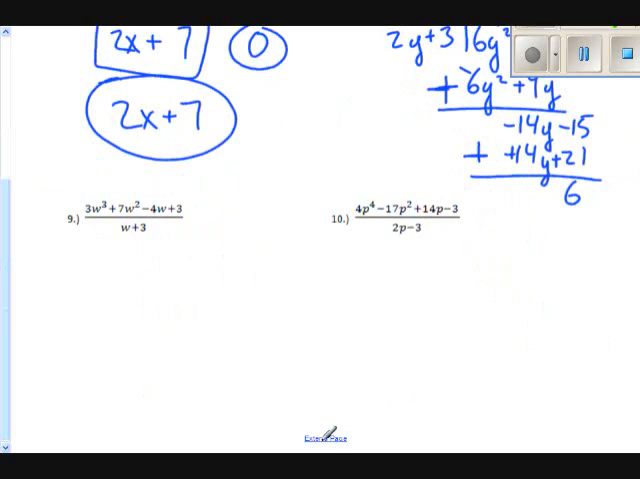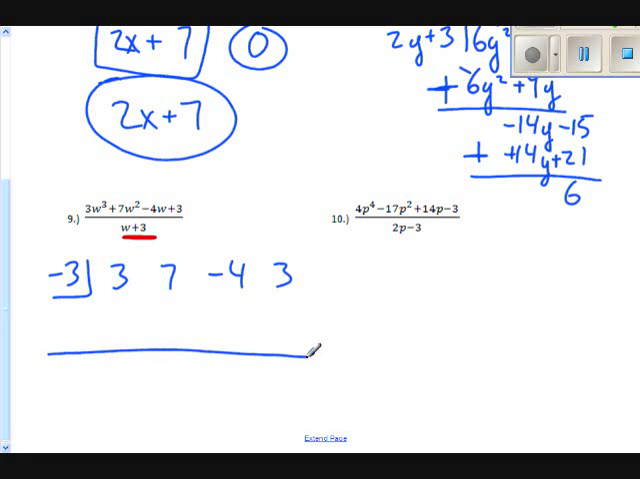Two more examples. If I look at the next one, we can use synthetic division because it's a binomial of the first degree with leading coefficient of 1. Since that's a plus 3, I'm going to put a negative 3 in my box. I always use the opposite. And now I write down the coefficients. So I've got a 3, a 7, a negative 4, and a 3. And I'm not missing any terms, so I don't have to put any zeros in.